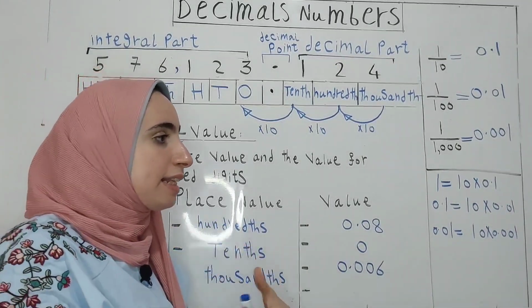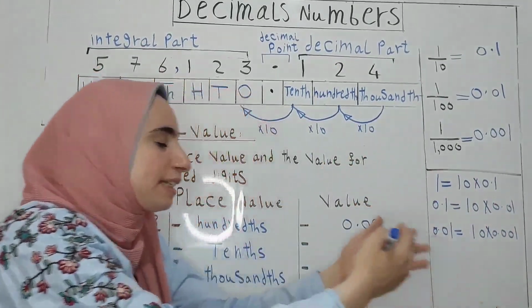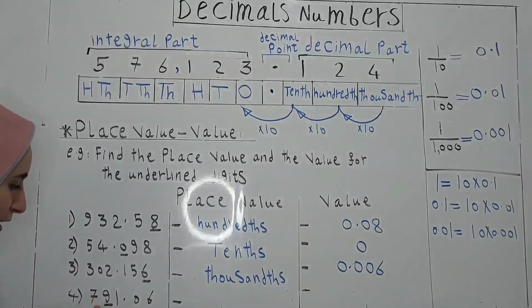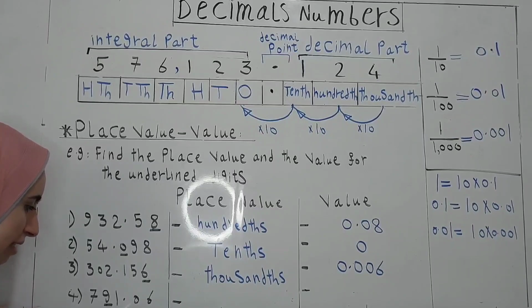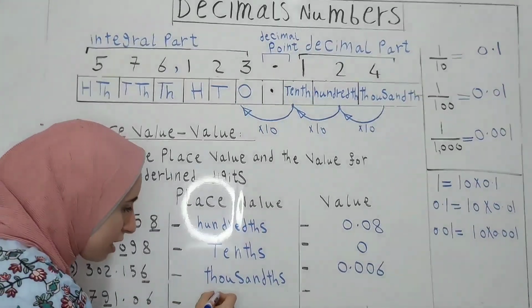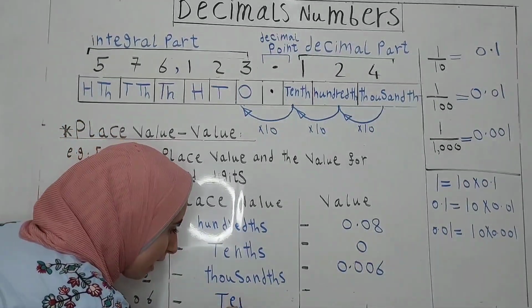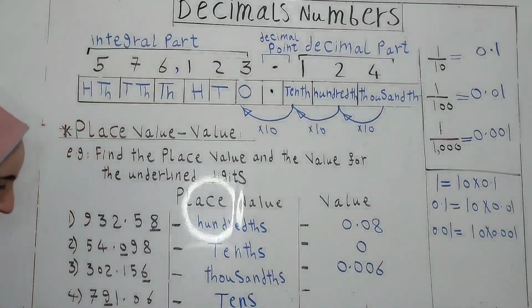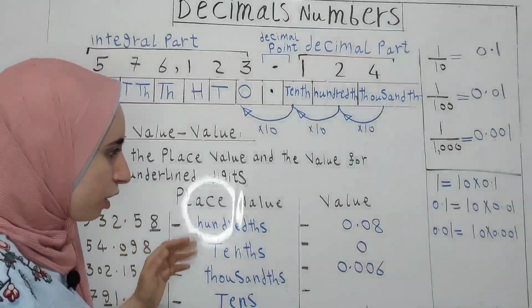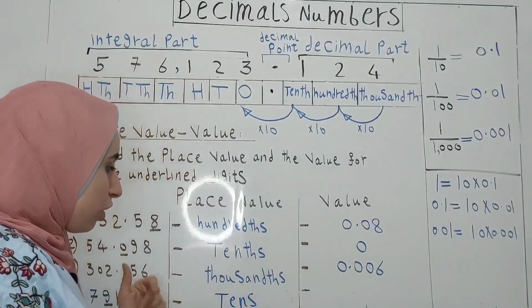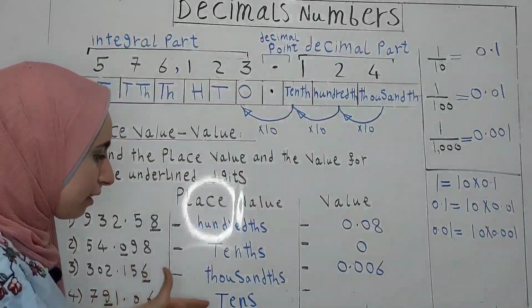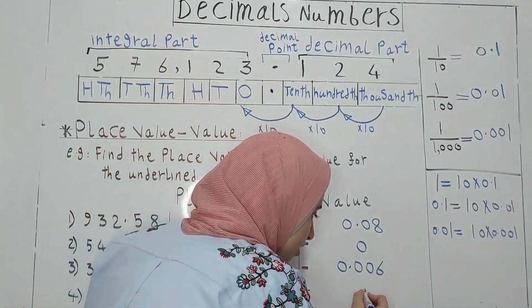The fourth one, we need to find the place value for the digit 9. Is the digit 9 in the decimal part or the integral part? In the integral part. In which place? This is ones, then tens. So the digit 9 is in the tens place. So to write the value for the digit 9, we need to write 9 tens. It will be 90.